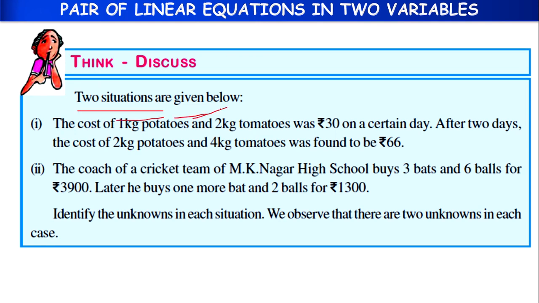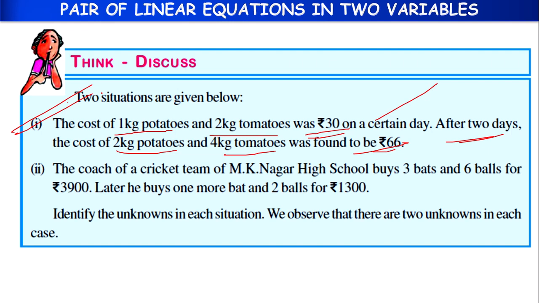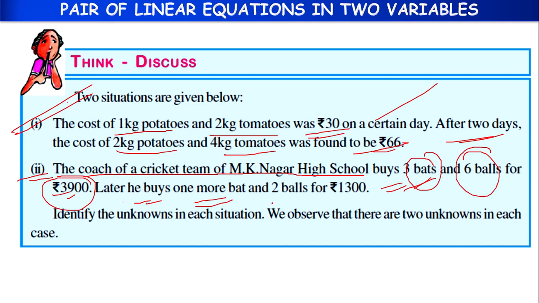Here, two situations are given below, children. The cost of 1 kg of potatoes and 2 kg of tomatoes was 30 rupees on a certain day. After 2 days, the cost of 2 kg potatoes and 4 kg tomatoes was found to be 66. So, this situation we have to solve with the help of the geometrical method. Second situation, the coach of a cricket team of MK Nagar High School buys 3 bats and 6 balls for rupees 3900. Later he buys one more bat and 2 balls at 1300 rupees. So identify the unknowns in each situation and we have to find the solution.